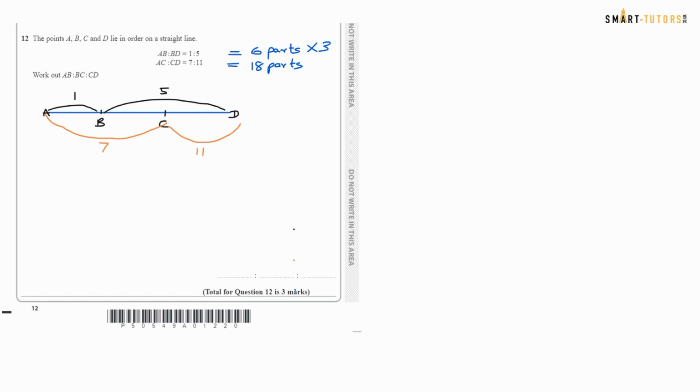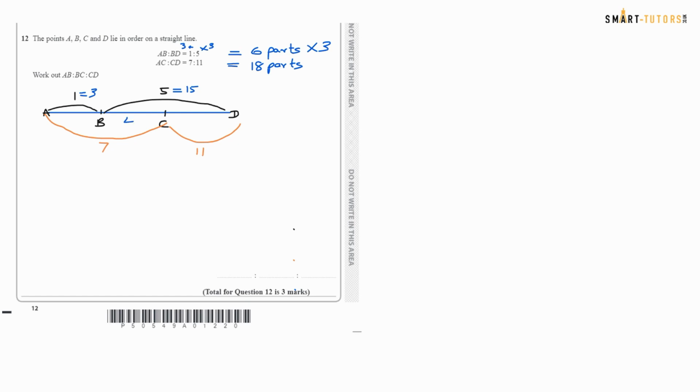So this becomes 3 parts and this becomes 15 parts. So now 18 parts and 18 parts. Now A to B is 3 parts and A to C is 7 parts. So 3 parts and 7 parts, this is going to be 4 parts. So just to check, this is 4 parts plus 11 parts. 4 plus 11 is 15 parts. So the answer is correct.